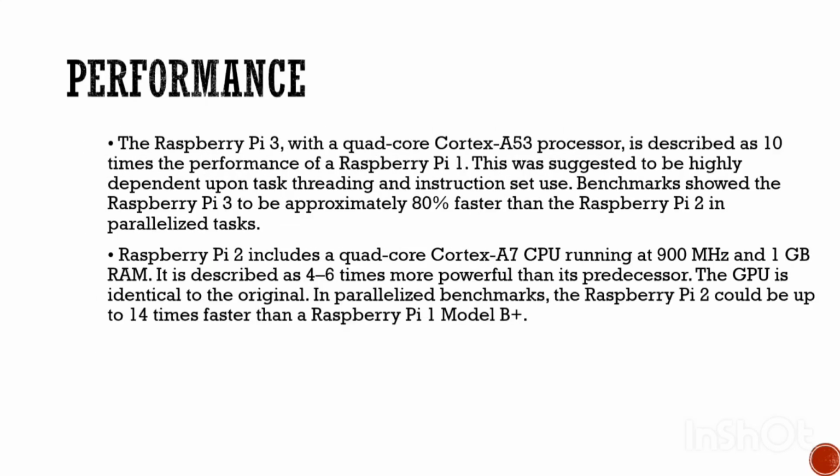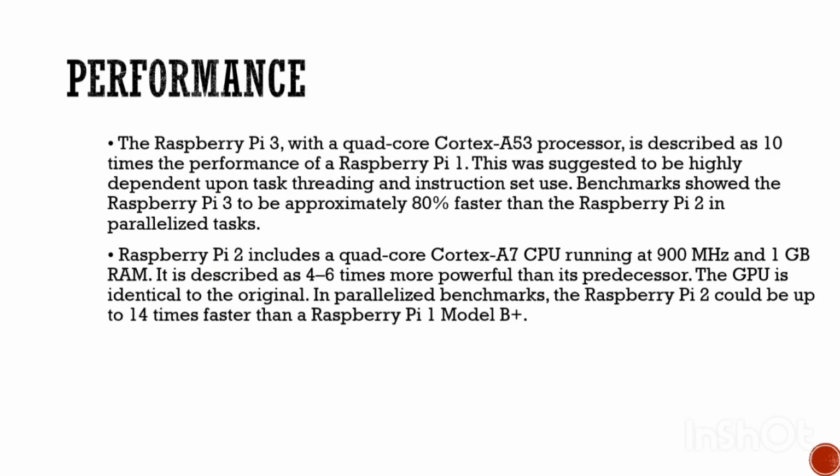Performance. The Raspberry Pi 3 with a quad-core Cortex-A53 processor is described as having 10 times the performance of the Raspberry Pi 1. This was suggested to be highly dependent upon task, threading, and instruction set use. Benchmarks show the Raspberry Pi 3 to be approximately 80% faster than the Raspberry Pi 2 in parallelized tasks.